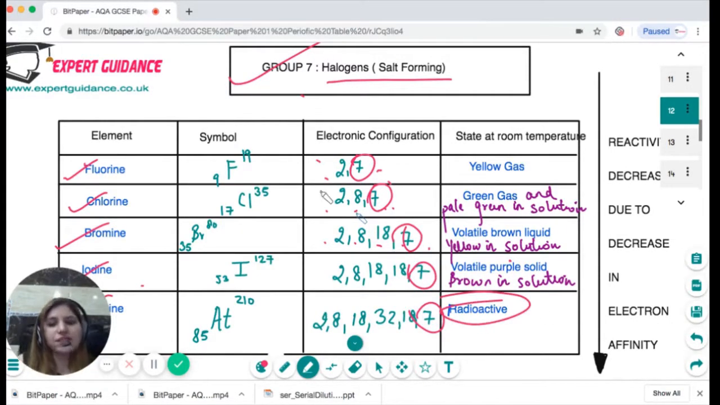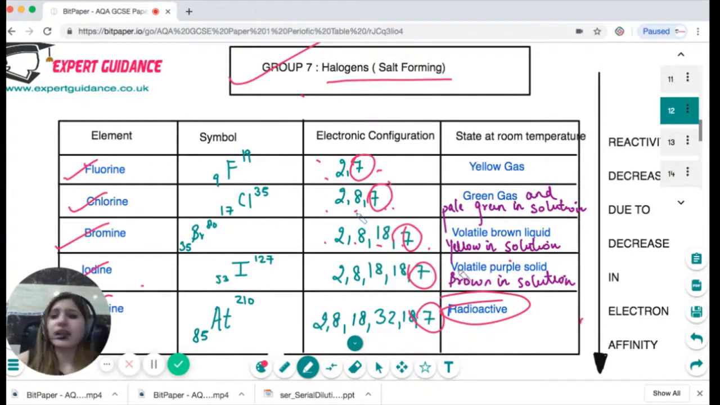Again, as we discussed in group 1, group 7 has an opposite trend in reactivity. Group 7 reactivity decreases down the group. Why? Because they react by gaining an electron, and the electron affinity decreases down the group. We'll see in detail in the next 2 to 3 slides why it happens.